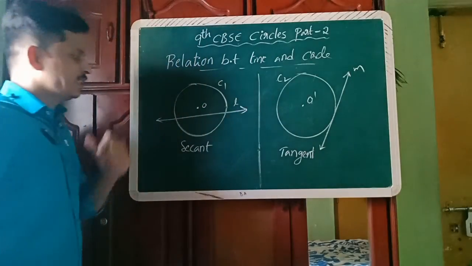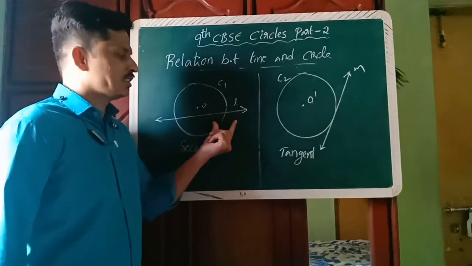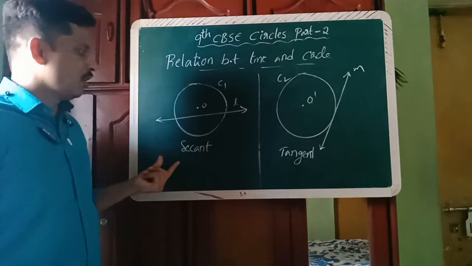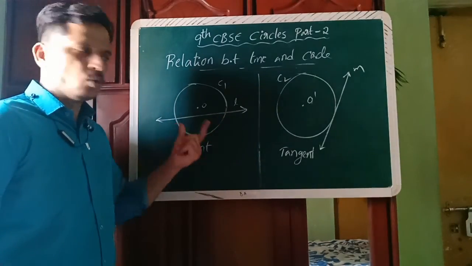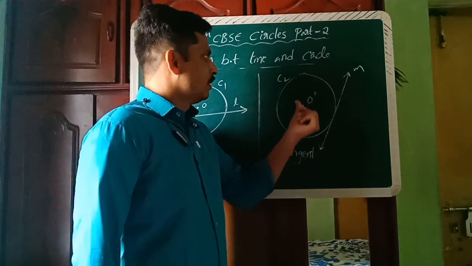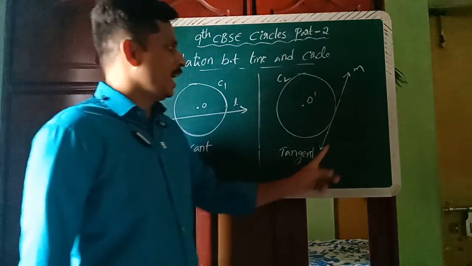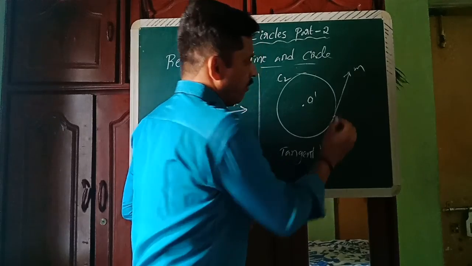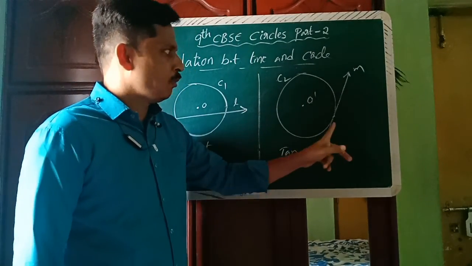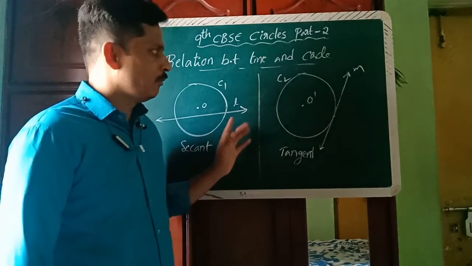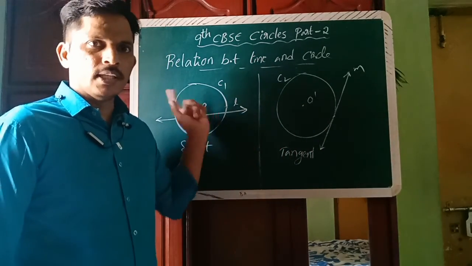For the definition of a secant, a line which passes through the circle is called a secant. In the secant, that line touches the circle at 2 points. A line which touches the circle at only 1 point is called a tangent of a circle. This point is called the point of contact. The remaining two topics we will discuss in 10th class. Okay. Next.